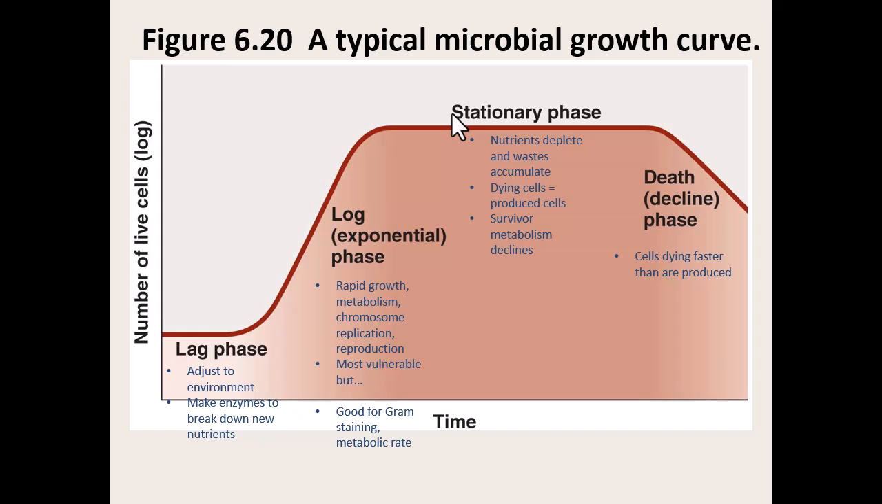They made their enzymes, and they're starting to break down all the nutrients that they need. That's when we go into that log phase or that exponential, very rapid growth. They are just doubling every 30 minutes.